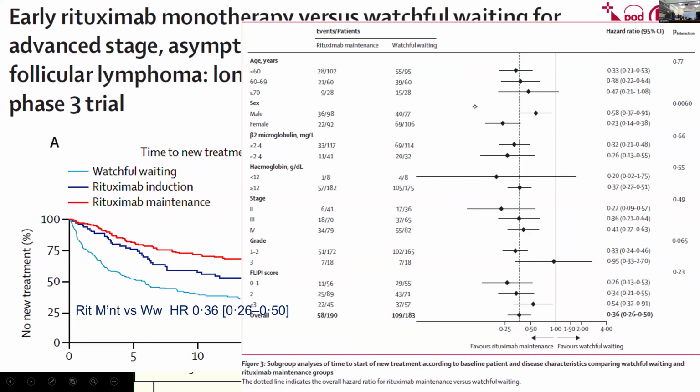So now we can look at the subgroups. Is everybody responding the same way? You can see that this is favoring rituximab maintenance. This is favoring watchful waiting. And you can see people above the age of 70 seem to not have any benefit because the confidence interval crosses 1. But in women, it seems to have a great effect compared to men.